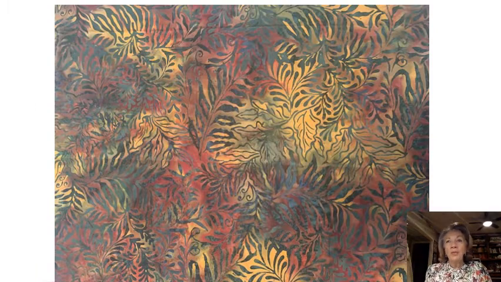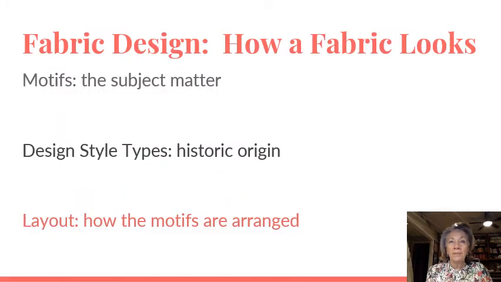I showed you this image earlier when we talked about repeat, telling you that batik fabrics don't have a repeat. This is an Indonesian batik, but they are also made in India, China, and Africa. Just wonderful design styles that have a historic origin from countries such as India, China, Africa, Indonesia. So, design styles of historic origin.